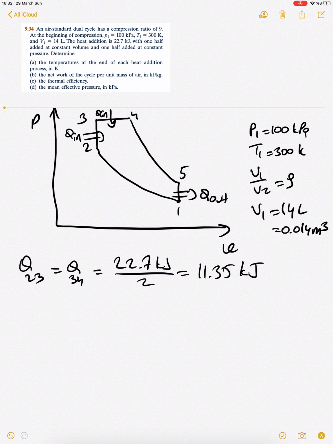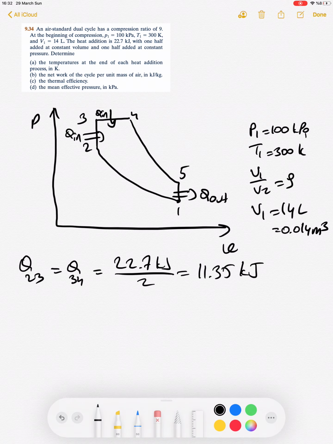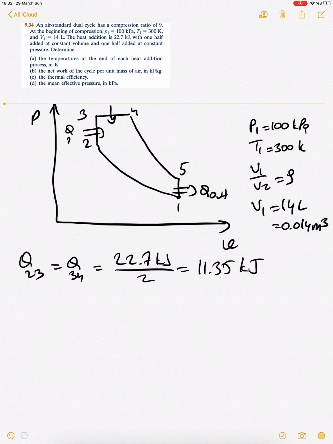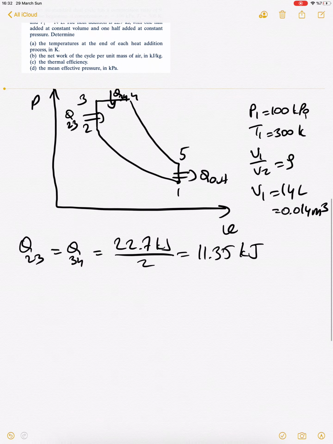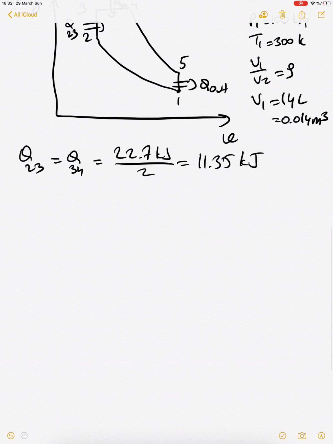So this is actually Q23, and this is Q34. Okay, so these are known, and of course we are going to use again table A22 to determine each state.